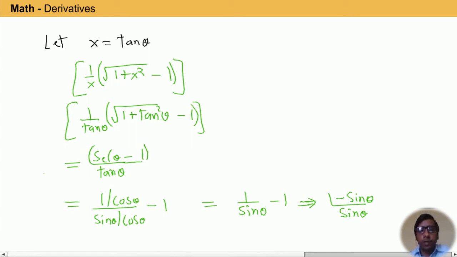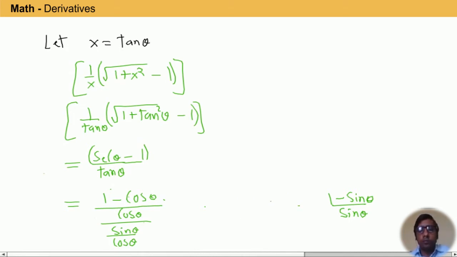Instead of that, we can write it as 1 minus cos theta. So we can also simplify by using this method instead of changing into sine and other. One minus cos theta divided by sin theta.